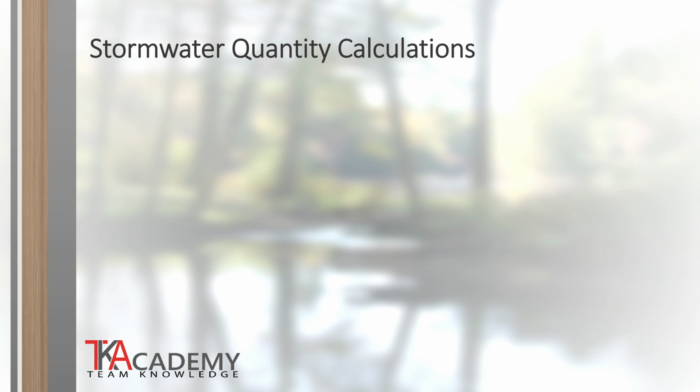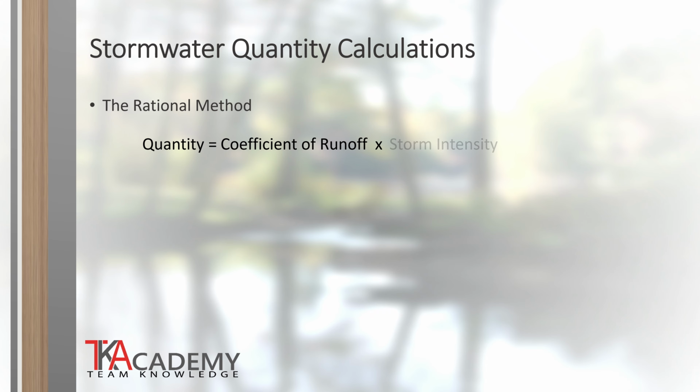We have described in detail each of the factors affecting stormwater runoff. Now we can use the rational method to determine the stormwater quantity. The rational method states that the stormwater quantity will equal the coefficient of stormwater runoff times the storm intensity times the watershed or basin area. This formula is represented as Q equals CIA.